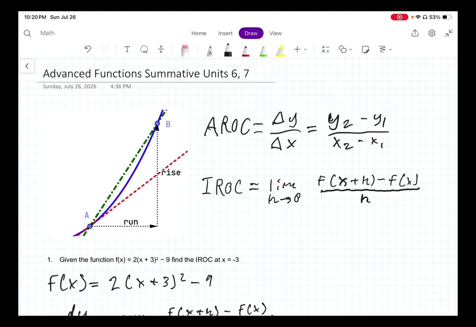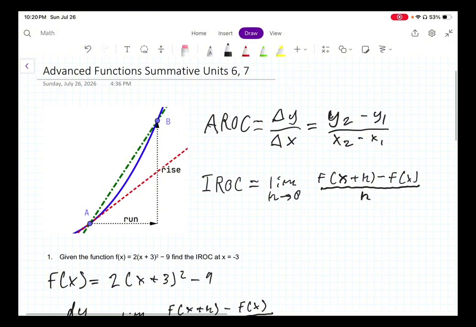Average rate of change, or AROC, is the slope across 2 points on a curve calculated using a secant line, like this green secant line between points A and B on this curve, where the AROC is rise over run, or delta y over delta x of that secant line. An instantaneous rate of change, or IROC, is the slope at exactly 1 point on a curve represented by a tangent line, like the red tangent line at point A.